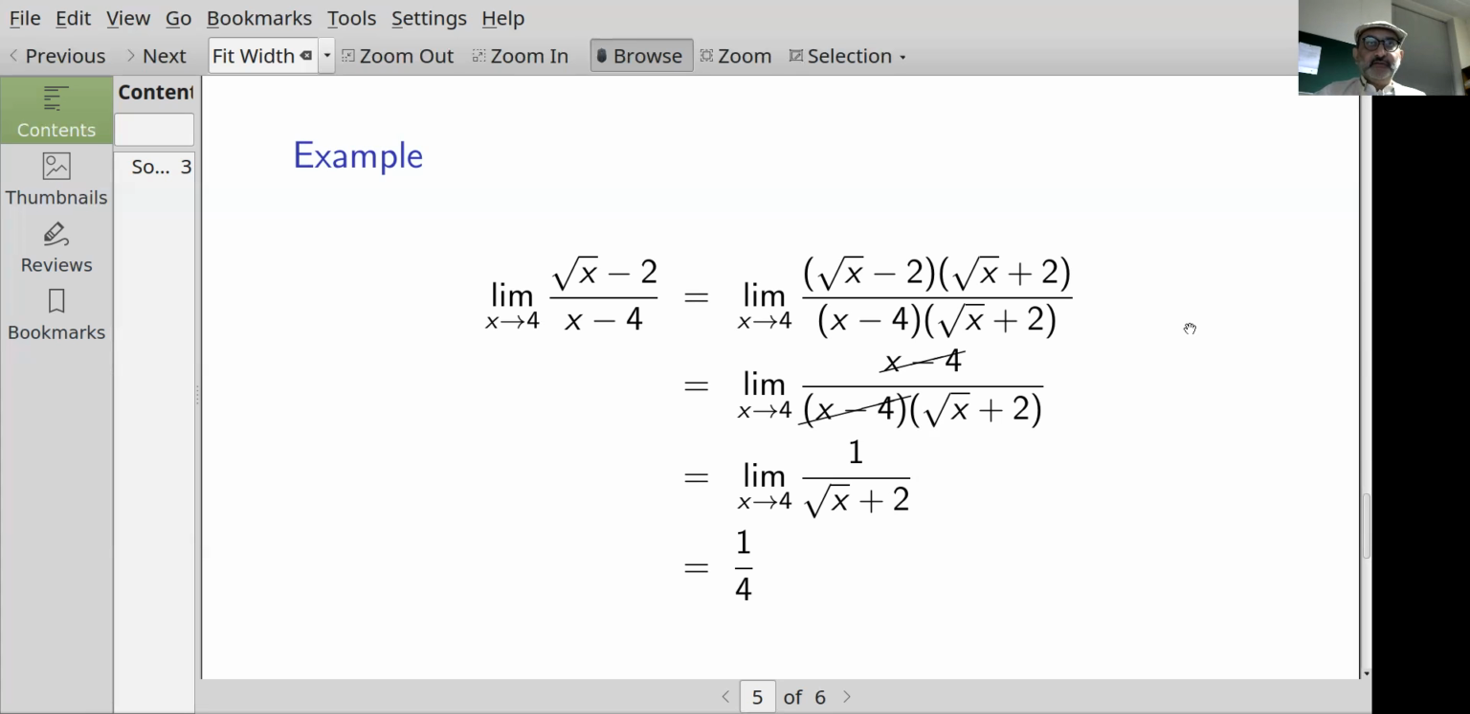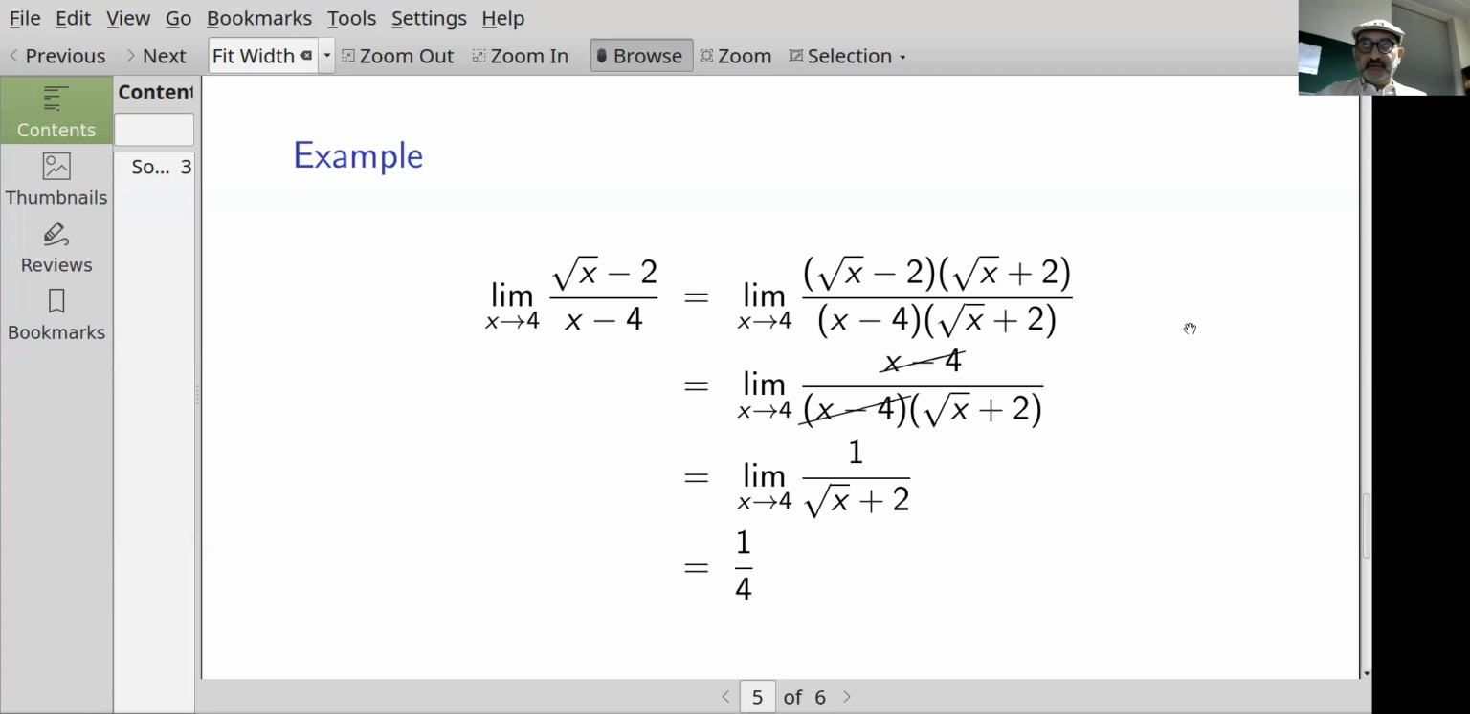So you need to do some sort of manipulation, and what we do here is we can get rid of the square root sign by multiplying root of x minus 2 by its conjugate, root of x plus 2. Now, if you multiply on the top, then you also have to multiply on the bottom by the same thing. Again, be careful that you're not multiplying anywhere by 0. So we multiply on the top and the bottom by root of x plus 2. And on the top, we get x minus 4. And on the bottom, we have x minus 4 times root of x plus 2.